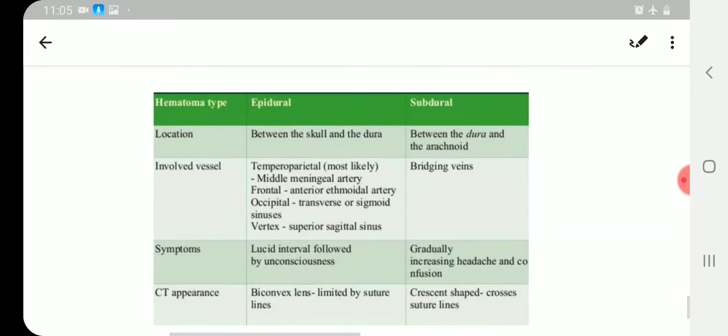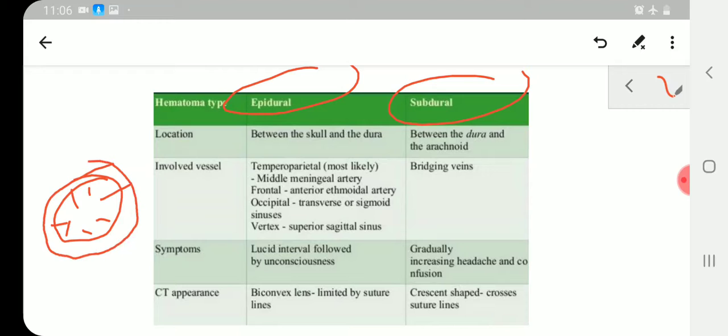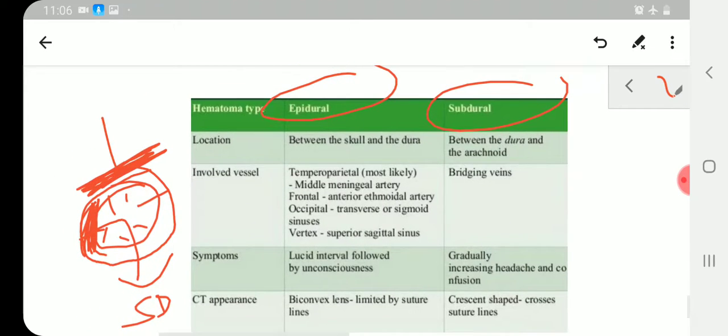So let's see again the important points in what we spoke. The main concern of this video is epidural versus subdural. So epidural. If this is the brain, the innermost layer is dura mater. Outside the dura, if there is a bleed, that is called epidural, whereas subdural means below the dura mater, if there is a bleed. So this is subdural, this is epidural.